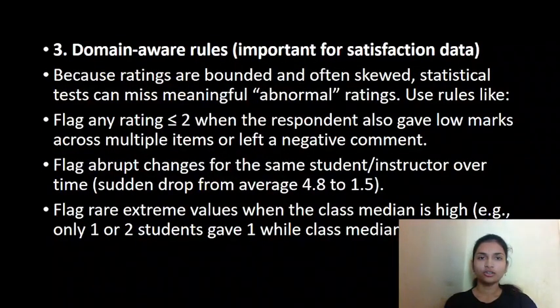Third, domain aware rules. This is the third rule. Because ratings are bounded and often skewed, statistical tests can miss meaningful abnormal ratings. Use rules like: flag any rating greater than or equal to 2 when the respondent also gave low marks across multiple items or left a negative comment. Flag abrupt changes for the same student or instructor over time. Flag rare extreme values when the class median is high.